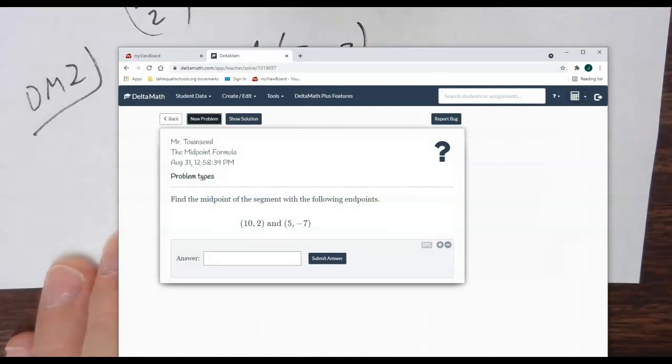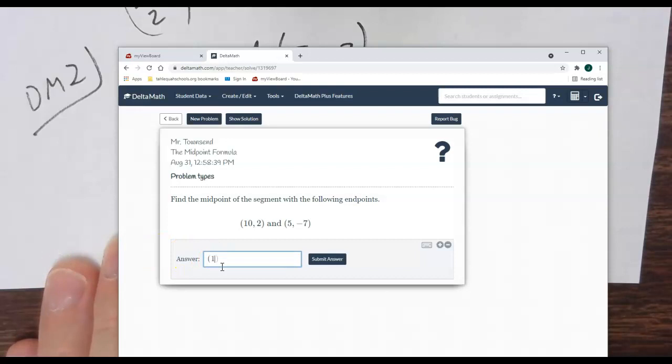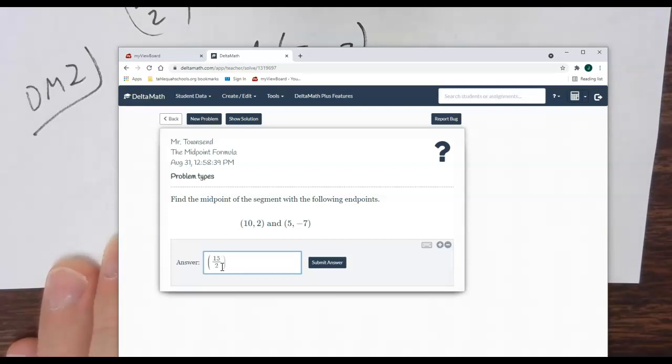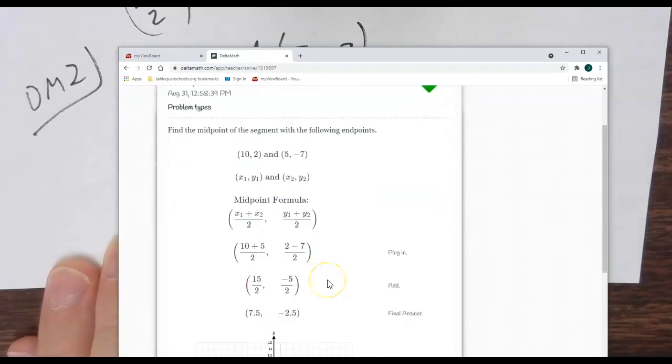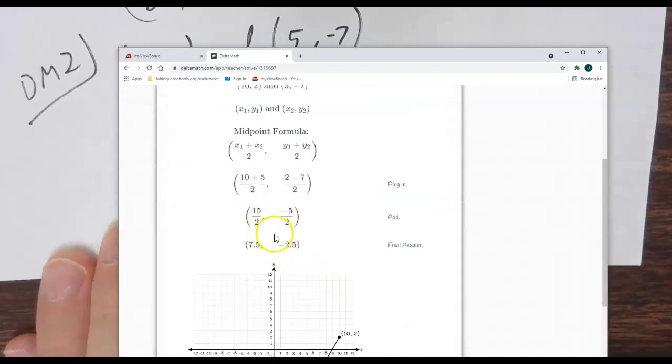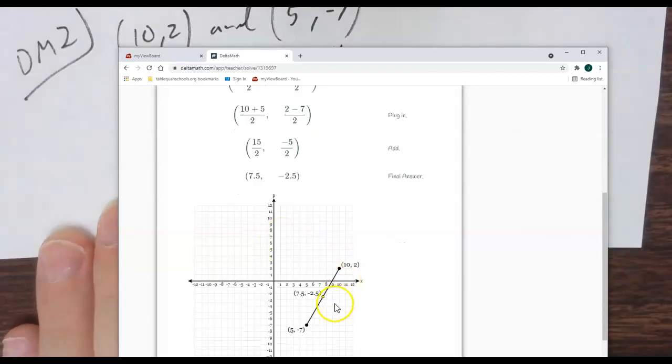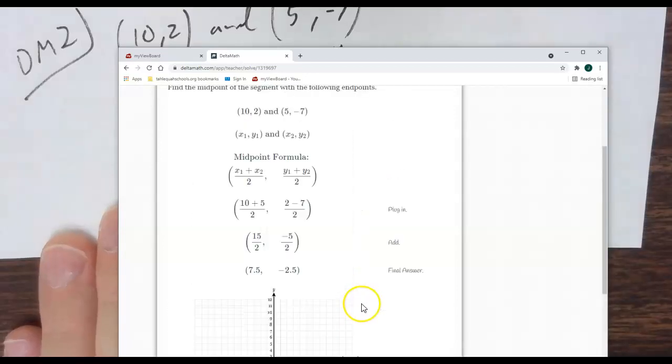What an ordeal. Go space after the comma, whatever you do. 15 over 2, comma, -5 over 2. Looks like it counts it right. You could have also used the decimal equivalent as well. So it even gives you a visual representation of that middle point, halfway between those two. Okay? So keep that in mind.